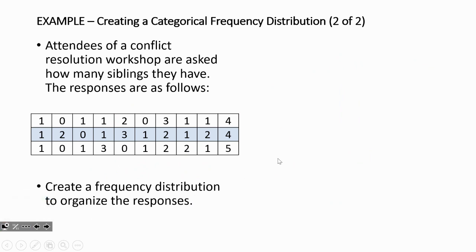All right, and then for this one, attendees of a conflict resolution workshop are asked how many siblings they have. Their responses are as follows. This one asks us to create a frequency distribution to organize the responses. So take a minute, go ahead and pause the video, and I want you to try figuring out what that frequency distribution would look like. Hopefully you've paused the video, because I'm going to start going over the answer. If not, pause the video.